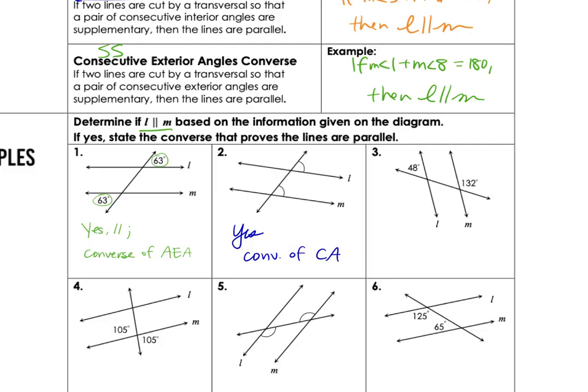I hear both. I hear yes and I hear no. Who wants to prove it to me? They're supplementary. 48 plus 132 equals 180. What kind of angles are they? Do same side exteriors need to be supplementary? Yeah. So we would say, yes, these are parallel by the converse of same side exterior angles.